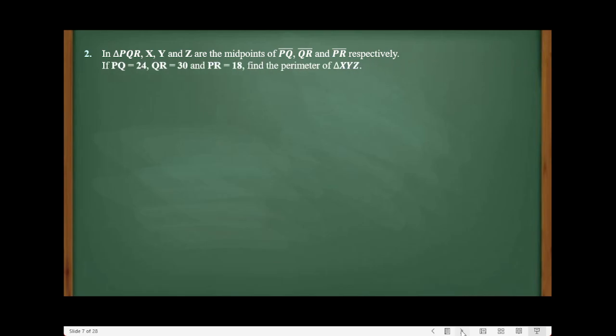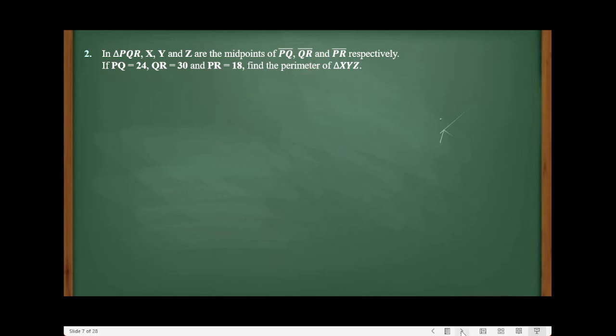Okay, about this one. In triangle PQR, points X, Y, and Z are the midpoints of segment PQ, QR, and segment PR, respectively. Or sa Tagalog, ayon sa pagkakasunod-sunod. Okay, so, suppose the sides of triangle PQR are given, and those are PQ equals 24, QR is 30, and PR is 18. What do you think, or how do we find the perimeter of triangle XYZ?